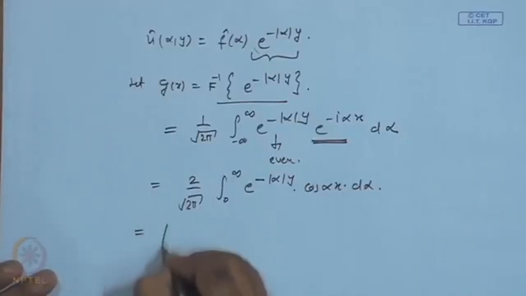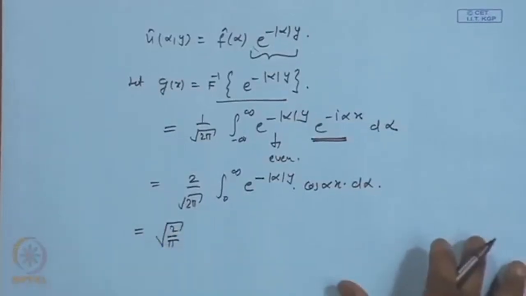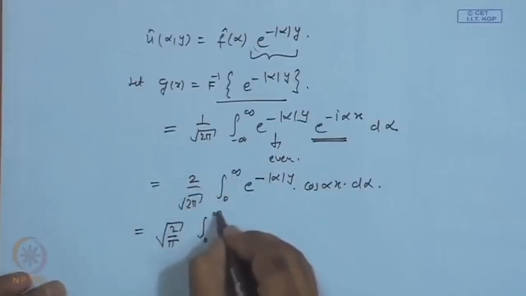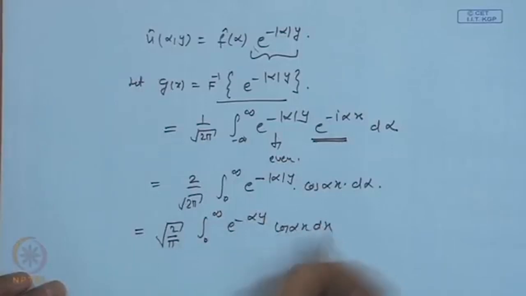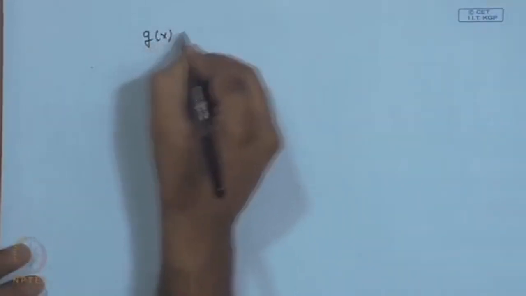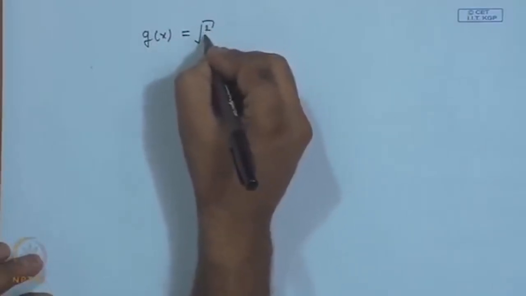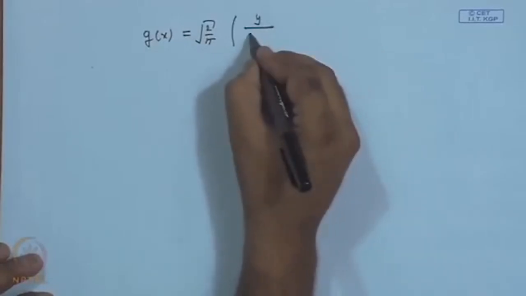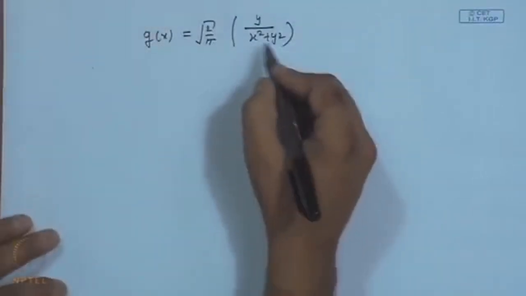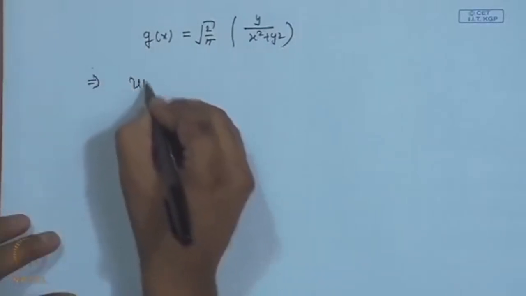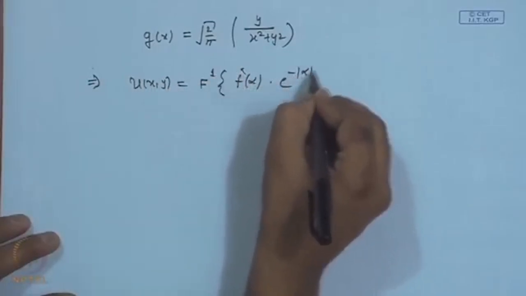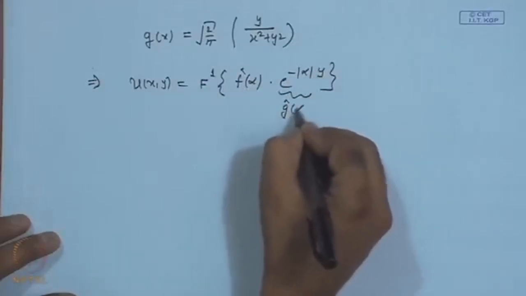And now we can write this as 2 over square root pi times 1 over square root 2, integral from 0 to infinity of e^{-alpha y} cos alpha x, and this is a very simple integration; one can just get it by integrating by parts. So in this case we will get g(x) as 2 over pi times y over x square plus y square. This integral gives y over x square plus y square, and now we go back to the solution, which is the Fourier inverse of f hat(alpha) times e^{-alpha y}. So this was g hat(alpha), and this is f hat(alpha).